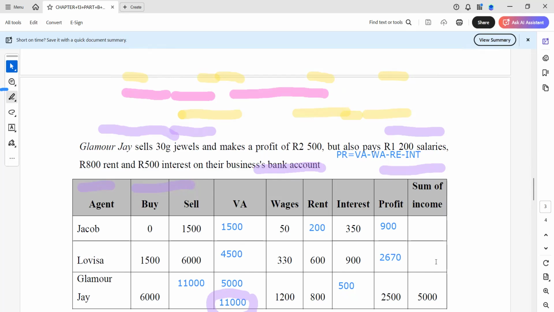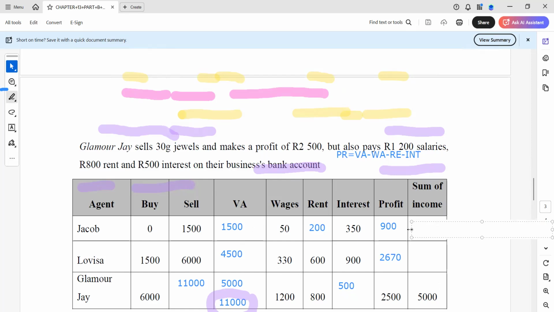So now to get the sum of income, you basically add all the incomes, right? We're going to add the incomes for Jacob, the incomes for Lovisa, the incomes for Jay. Then we're going to add them together again. And when we add them together, we have to get this amount here, right? 11,000. So let's add them together, guys. We're going to say 50 plus 200 plus 350 plus 900. Then what do you get?